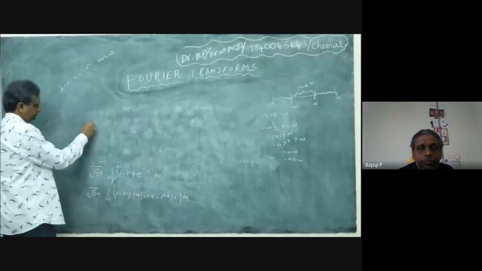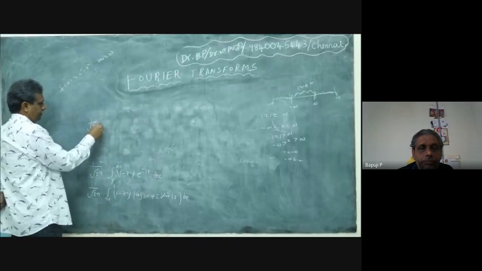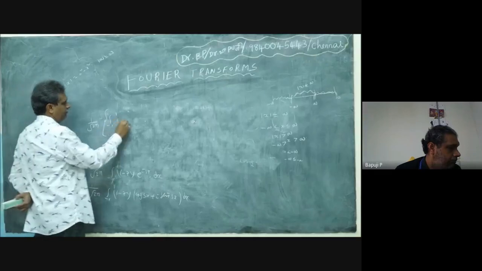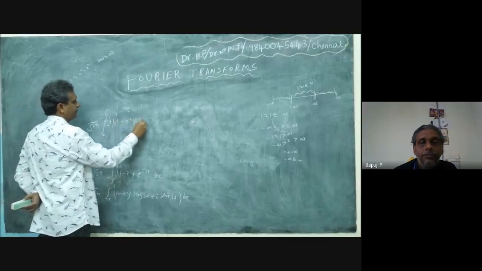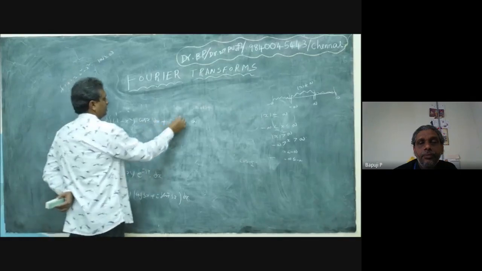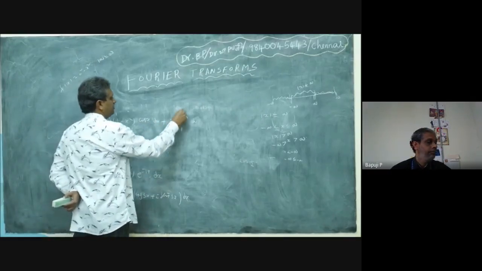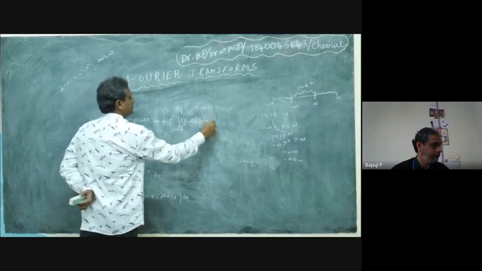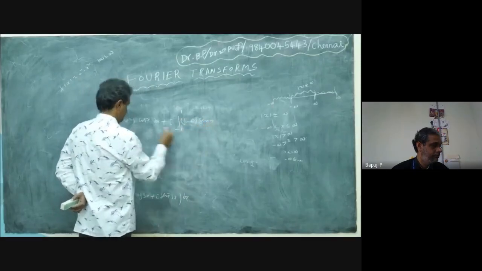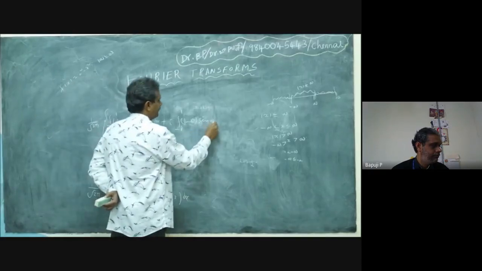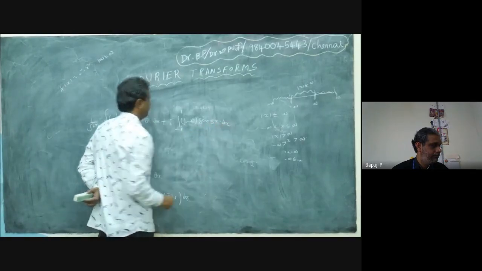Now I will separate the two parts: integral from minus 1 to 1 of 1 minus x square cos sx dx, plus I times integral from minus 1 to 1 of 1 minus x square sin sx dx. Okay or not?